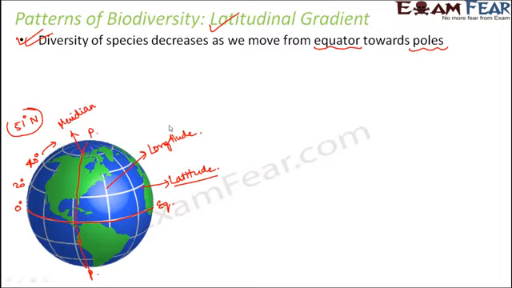Now let us come back to the latitudinal gradient. So this latitudinal gradient, what does it say? It says that the diversity of species is going to be more near the equator. So the places which are located near the equator will have more diversity of species, more variety of species. But as we start moving towards the poles, either in the north direction or in the south direction, the diversity of species will decrease. And this concept is known as latitudinal gradient, because with the latitude, the diversity is decreasing.